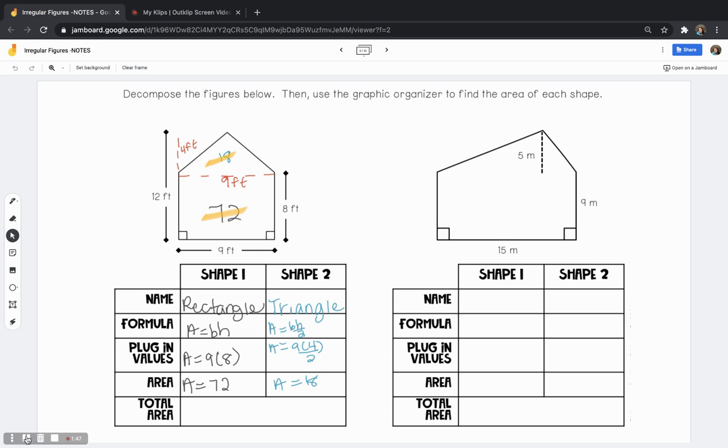So that triangle has an area of 18. And now to get my total area, I'm going to add the area of the rectangle and the area of the triangle together. And that's going to give me a total area of 90.